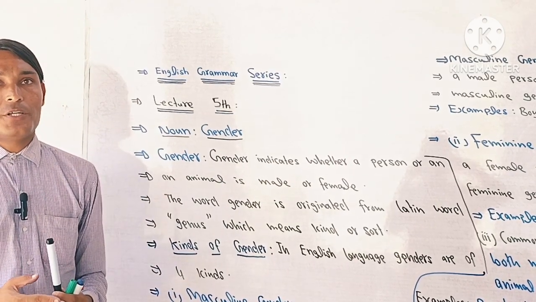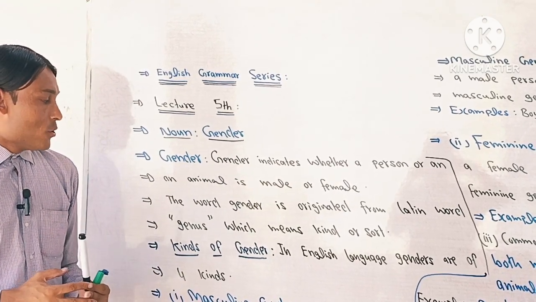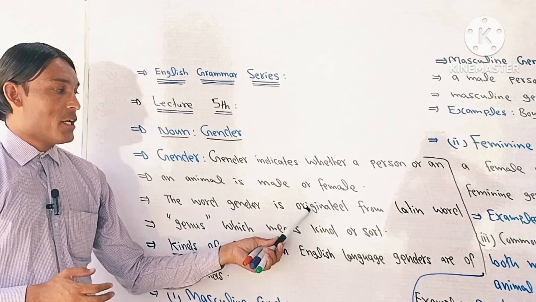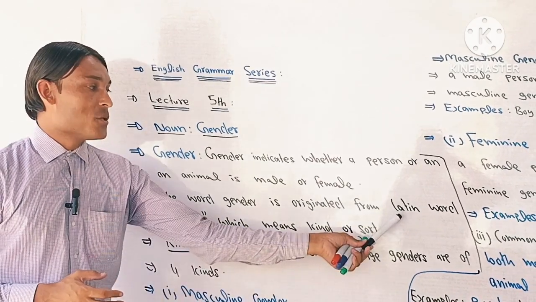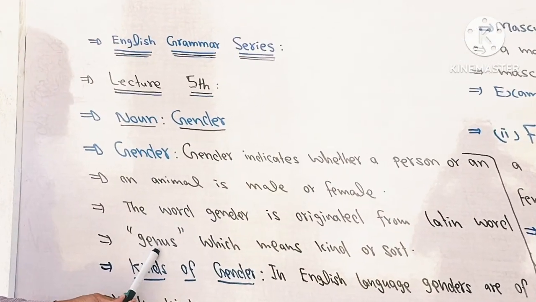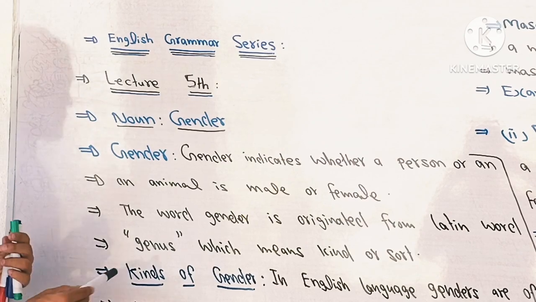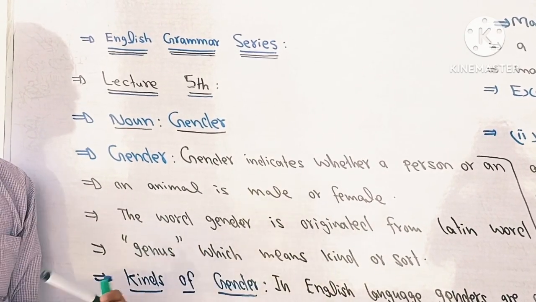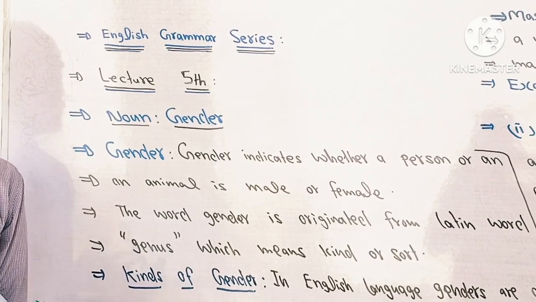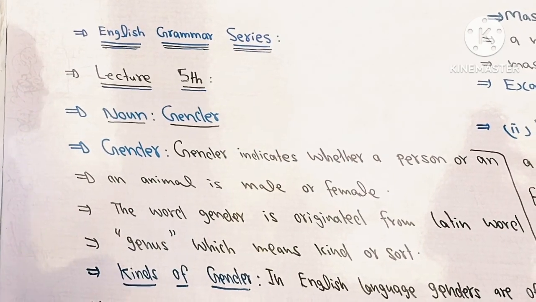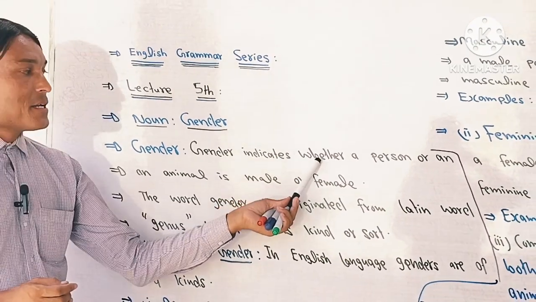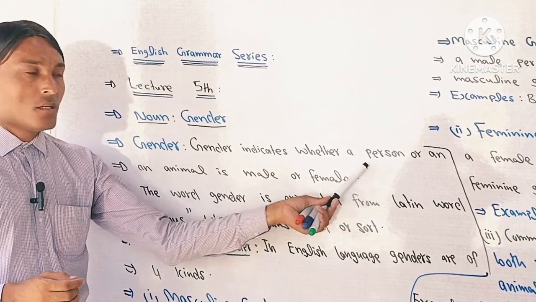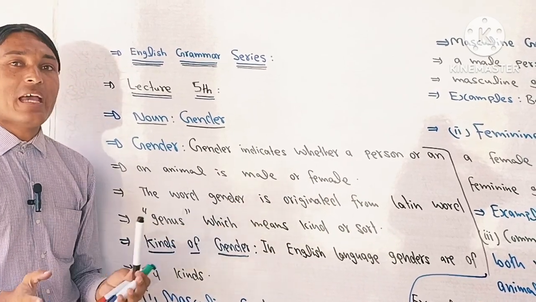What is basically gender? The word gender is derived from a Latin word, which is genus, which means kind or sort. Now, what does gender mean? Gender indicates whether a person or an animal is male or female.